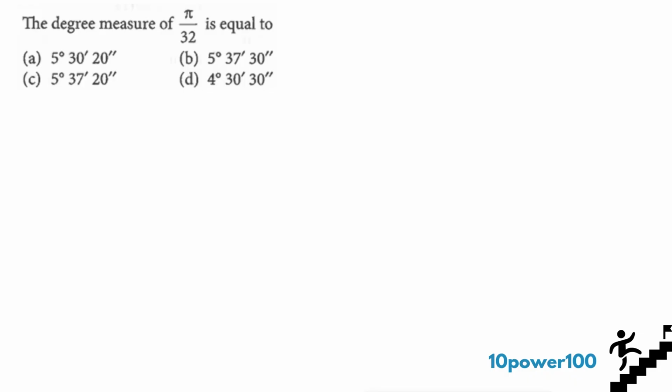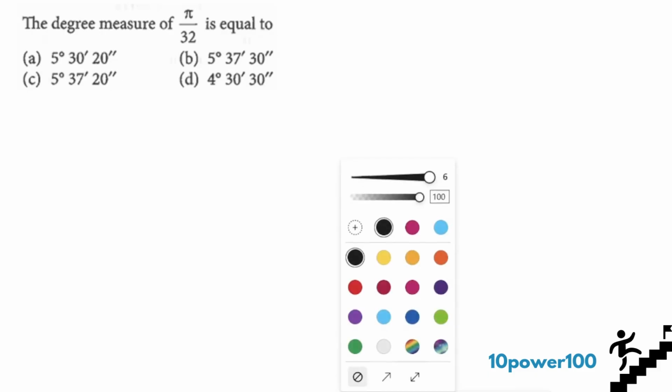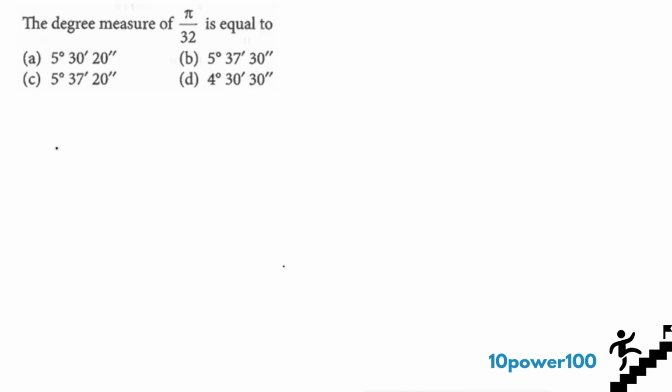Next question. The degree measure of pi by 32 is equal to, there are 4 options. Let's see how to calculate this. There is a formula to convert radians to degree measure, but let us not use that. Here, in place of pi, take 180. So pi by 32 is given; in place of pi, take 180. 180 divided by 32.